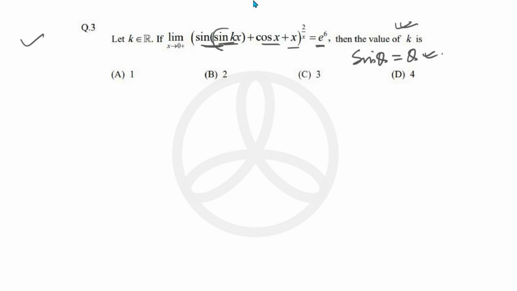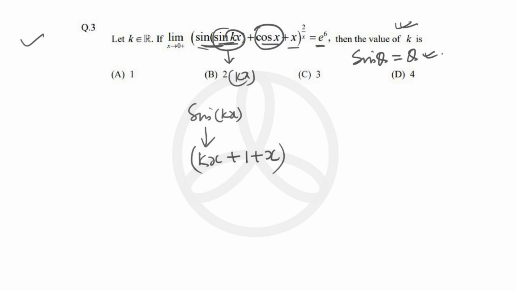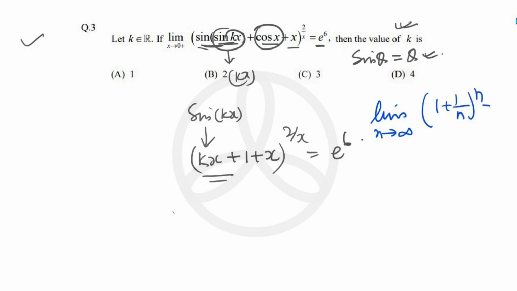The first will become kx in the first go, and then it will leave us with sin kx, and then in the second go this kx will become just kx, and this particular value for a very small value of x will become 1, and then we can write x here, and 2/x is equal to e to the power 6. This is what it is. Now, if you have seen sequence and series, there is a formula: limit n tends to infinity, (1 plus 1/n) to the power n is equal to e.